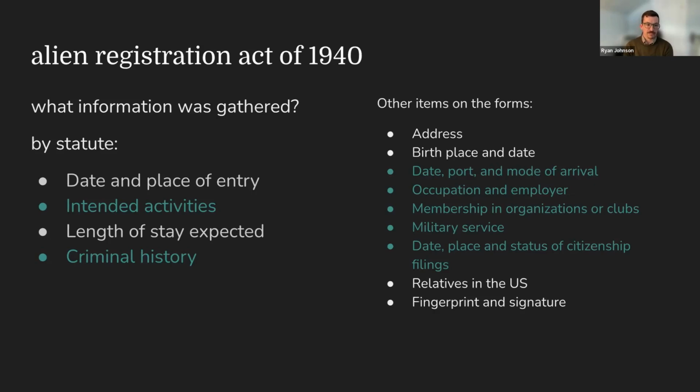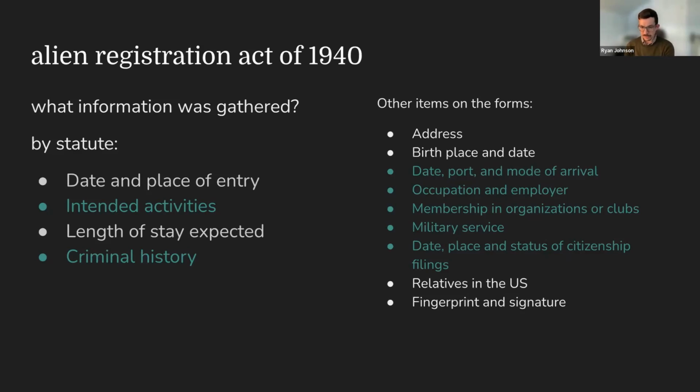Criminal history, if the non-citizen had ever been indicted, arrested, or convicted of a crime. If you had not yet found a passenger arrival for your individual, they would be listing the date, port, and mode of arrival. They're listing their occupation and their employer, their membership in organizations or clubs. And the government is trying to keep an eye on anything politically oriented in that category. Military service, date and place of citizenship filings, all of those things we can use to find other records about the people we're interested in.